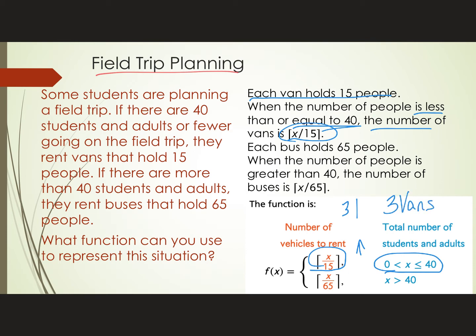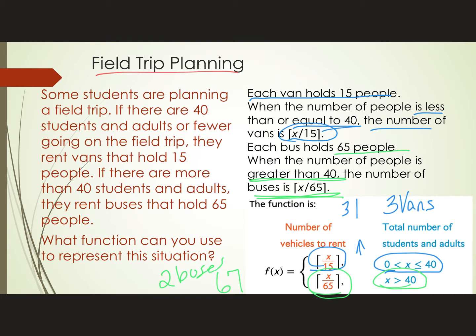And then we also know that each bus holds 65 people. And if they have greater than 40 people, they're going to take a bus. And the number of buses will be X, the number of people divided by 65. We see that here. More than 40, they're taking the bus. And it's simply X divided by 65. Again, if they have 67 people, they need 2 buses.